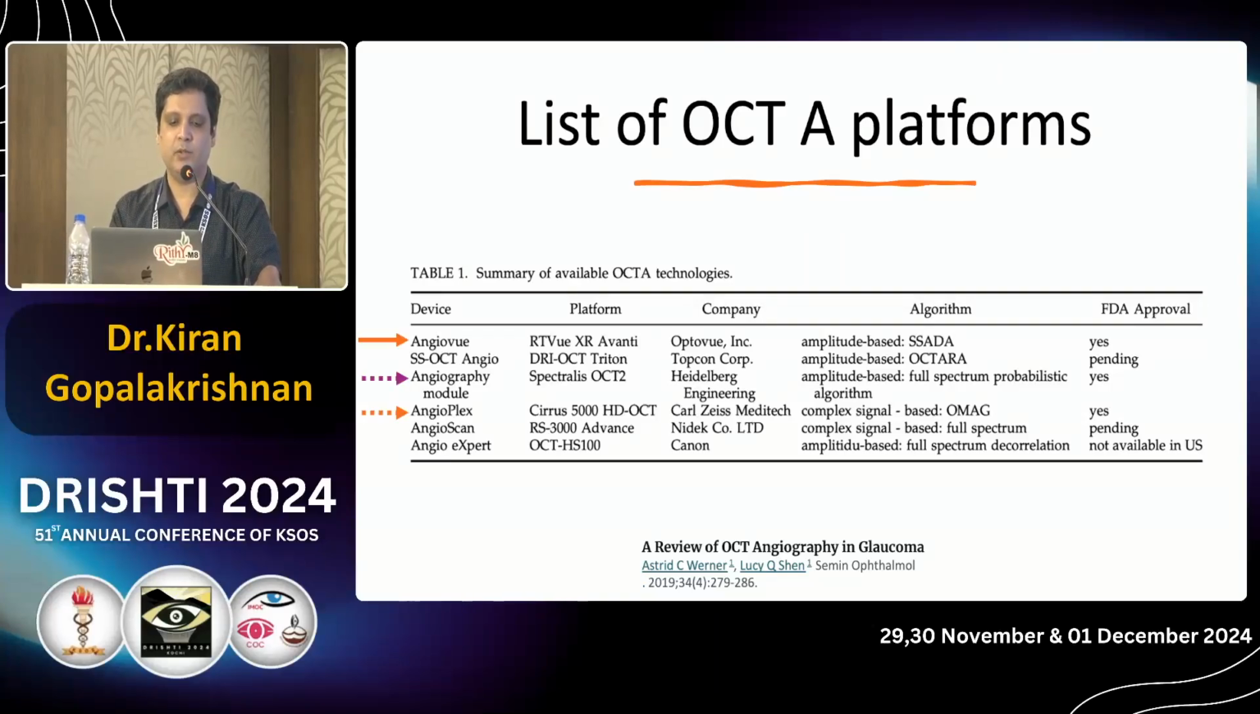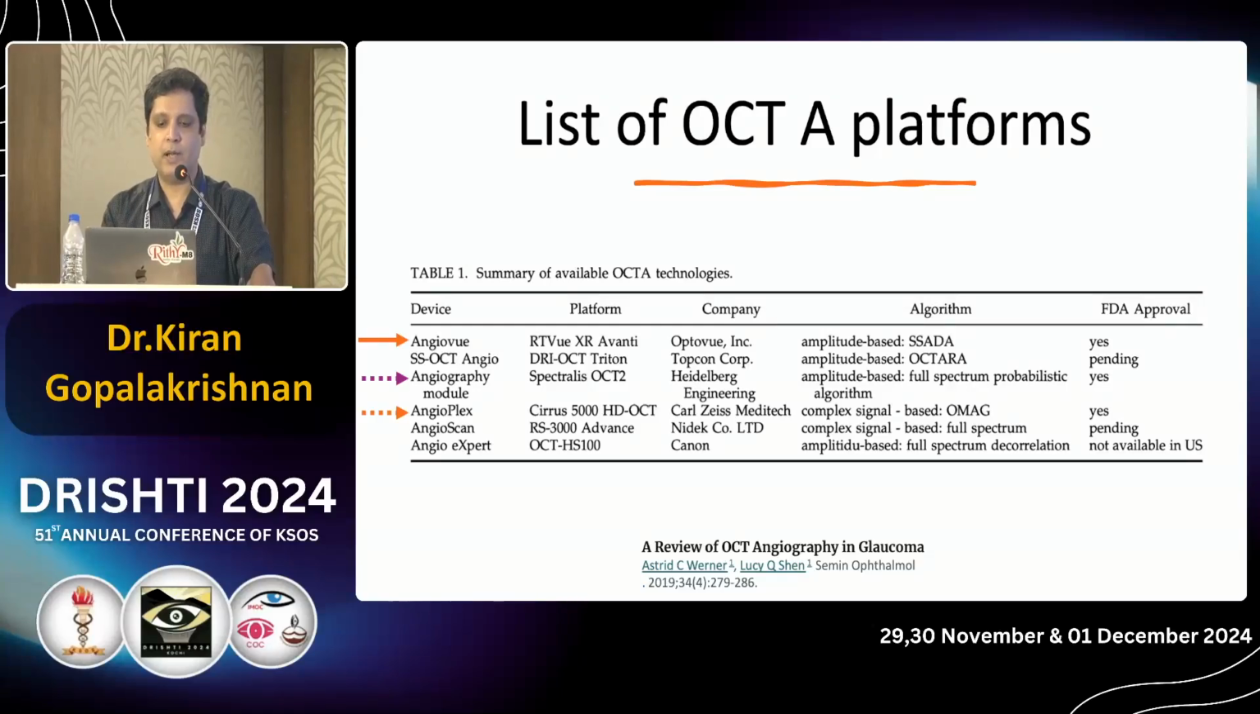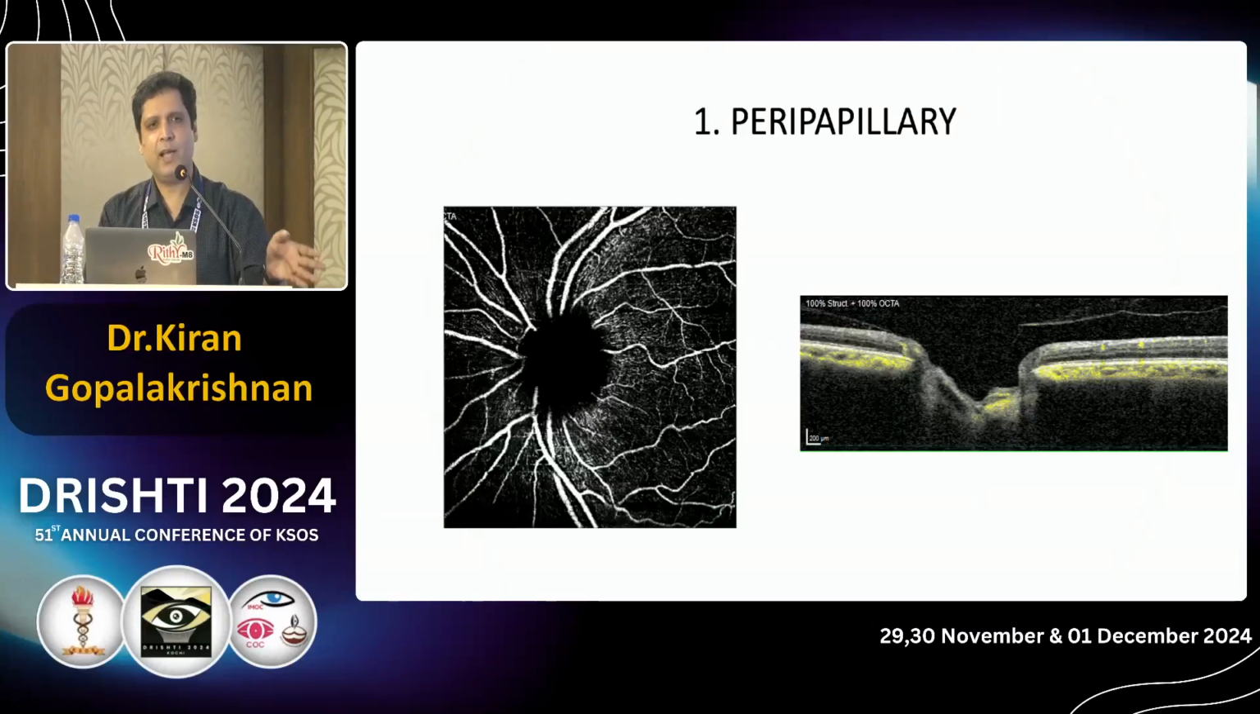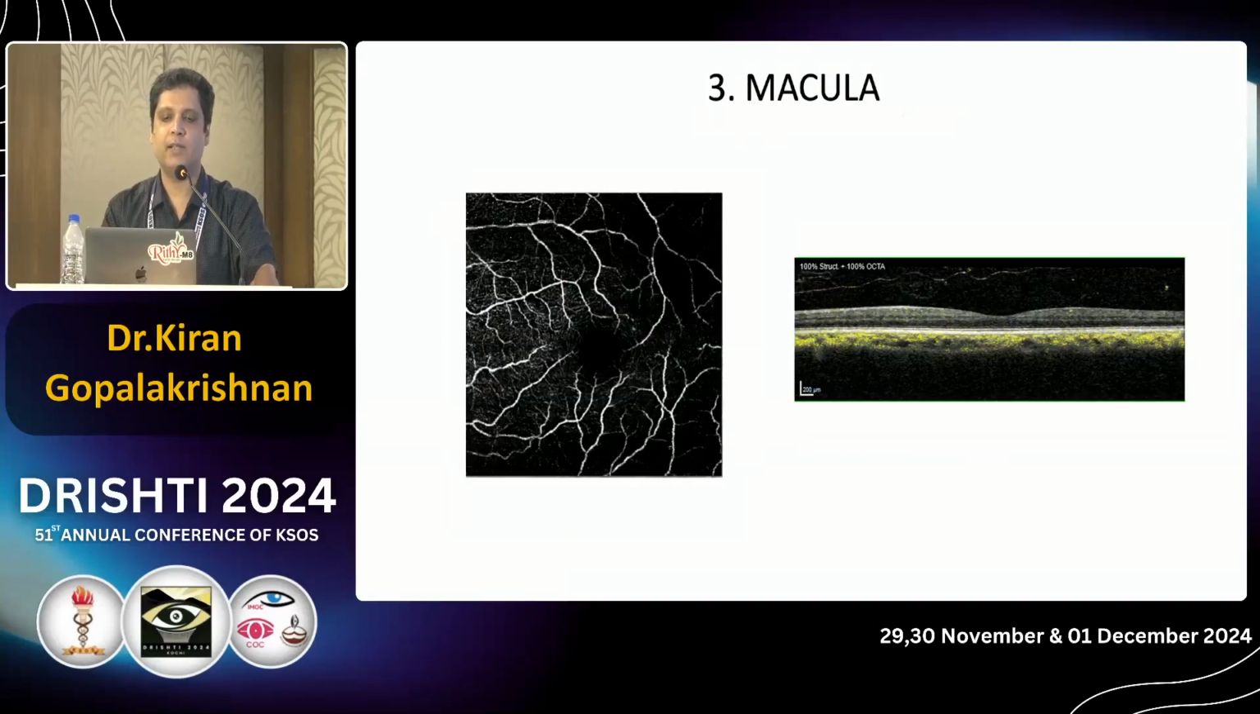The one I have access to is the angiography module on Spectralis. So what are the three scan areas that we use for glaucoma specifically? They are exactly mirroring the scans of structural OCT: the peripapillary scans, the ONH scans and the macular scans, just like your structural OCT scans.